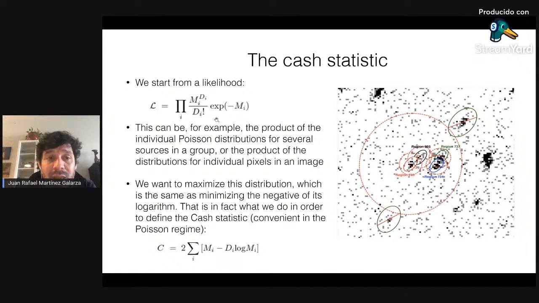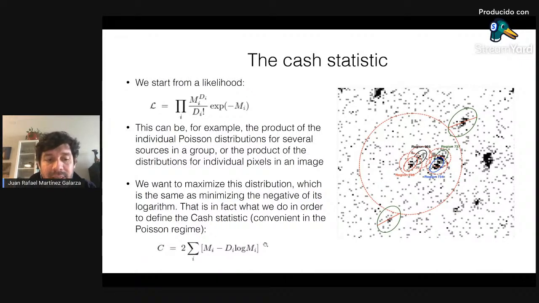You want to maximize this, but maximizing this is the same as minimizing the negative of its logarithm. So you can take the logarithm of this expression, then take the negative value, and then you can define this quantity C that is basically minus 2 times the logarithm of this expression. This quantity will tell you how close your model is to your data. For a value of M that agrees very well with the data, this quantity will be low, and for a value of M that disagrees strongly with the data, it will be high. So you want to minimize this statistic in your fit.